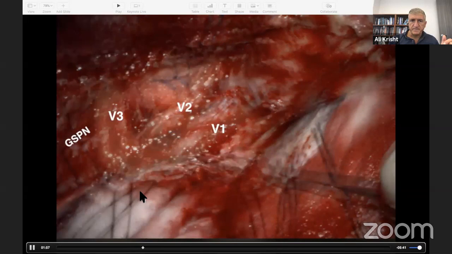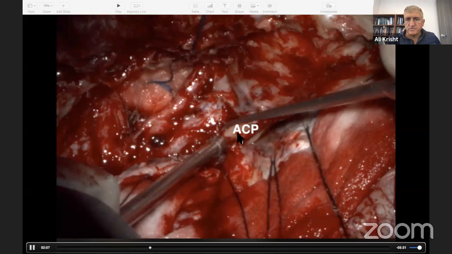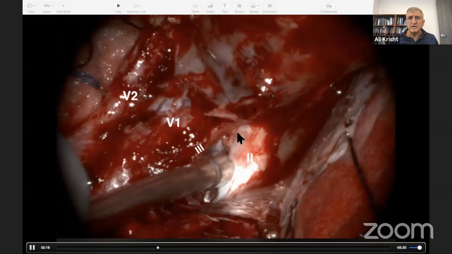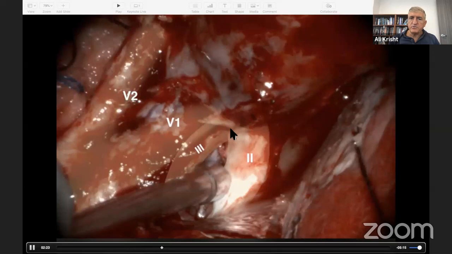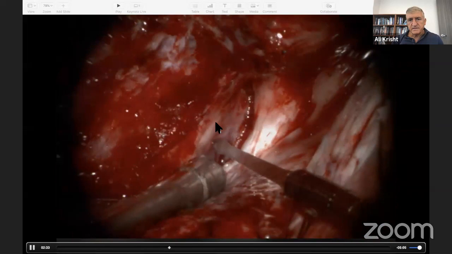Then we open, we remove the clinoid process. The reason to remove the clinoid process, just like Vicente mentioned, is really to identify the optic nerve and the third nerve. The third nerve is always normal at the level of the superior orbital fissure. So this is one end of the normal, and then you want to find the other end of the normal. So this is the cavernous, the clinoidal carotid here, and that's the third nerve. This is the third nerve.